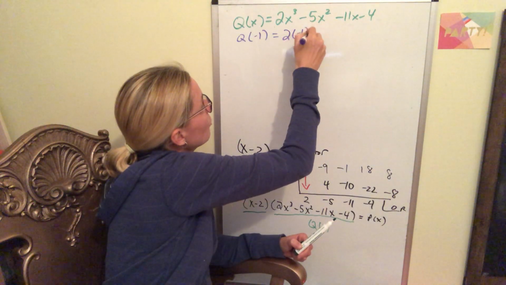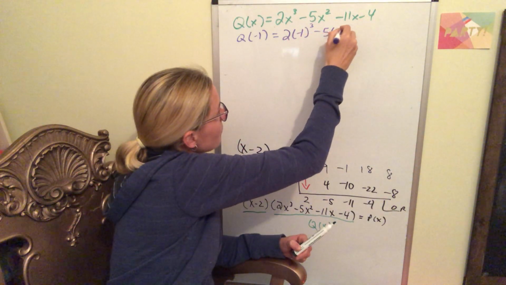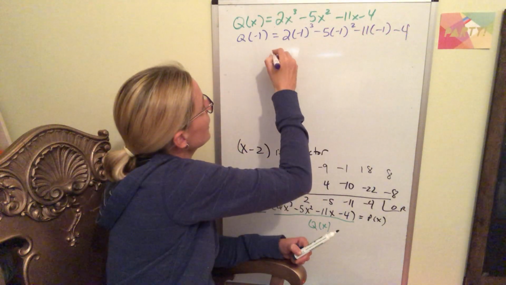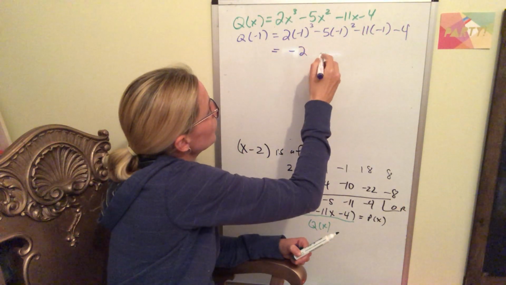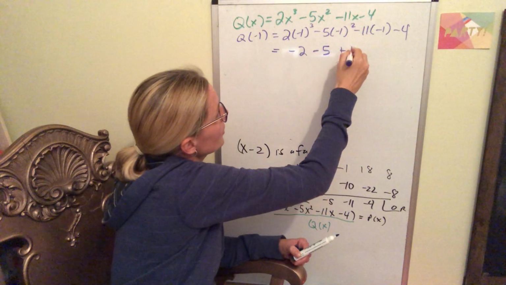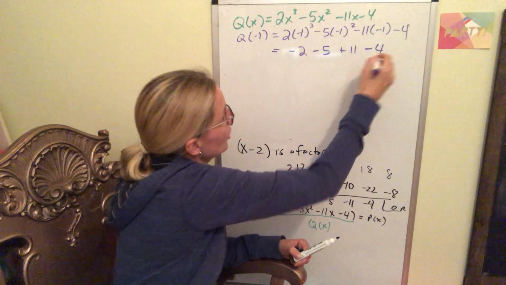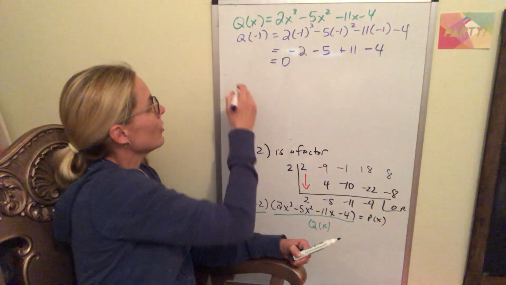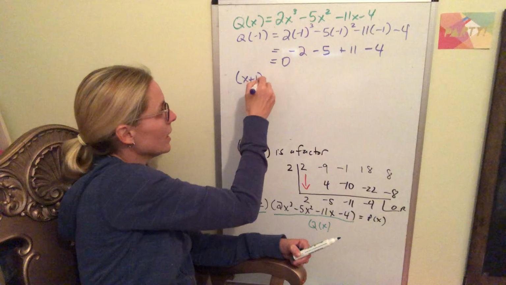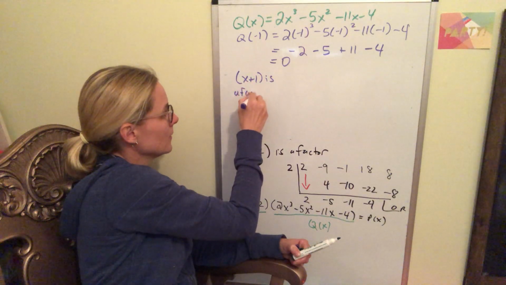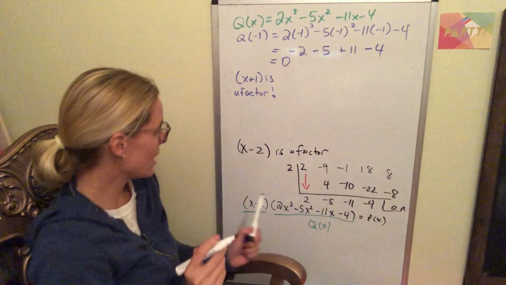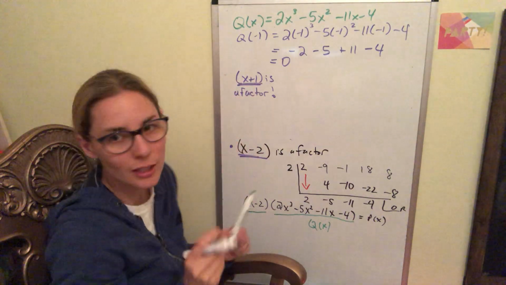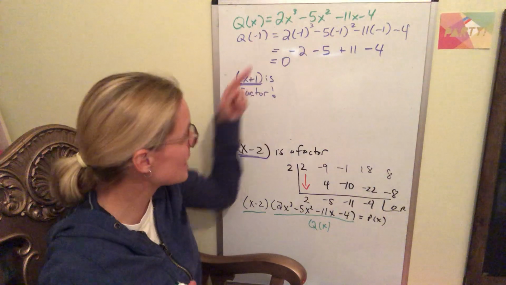So if I put a -1 in, let's see what we get. I get -2 minus 5 plus 11 minus 4, and I get 0. Exactly what I wanted. I now know, be careful of this, that x plus 1 is a factor. Okay, so we know x minus 2 is a factor. We know x plus 1 is a factor. And now we're going to be able to get it down to a quadratic.